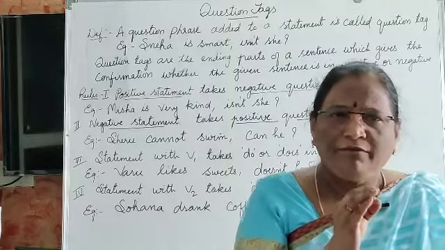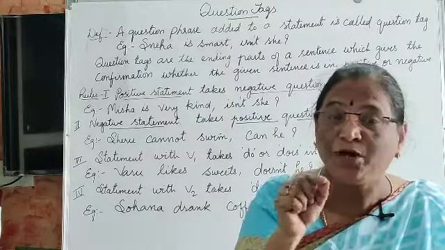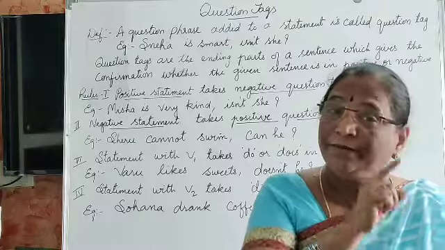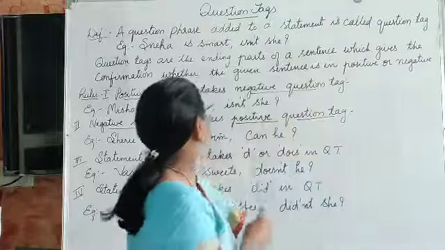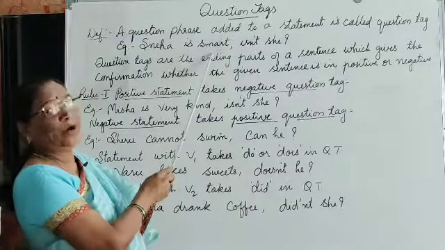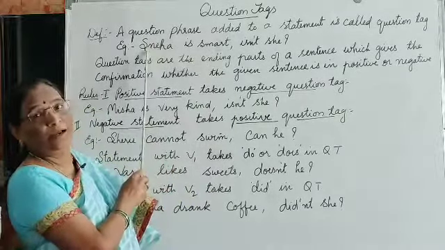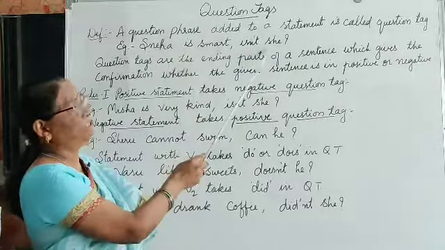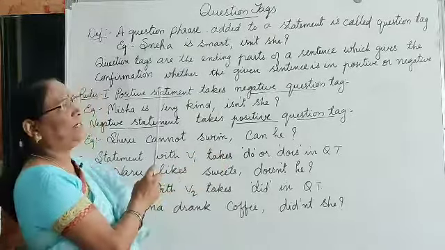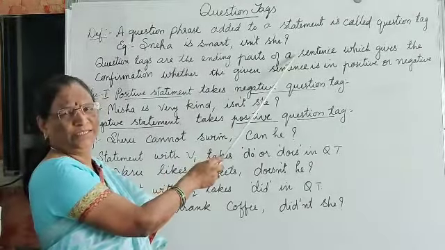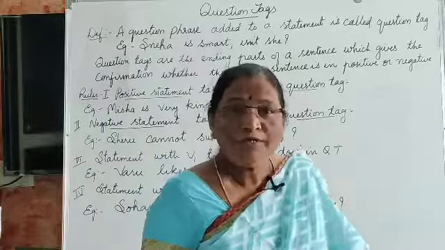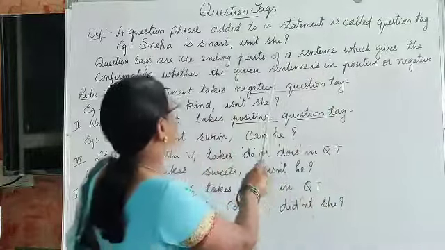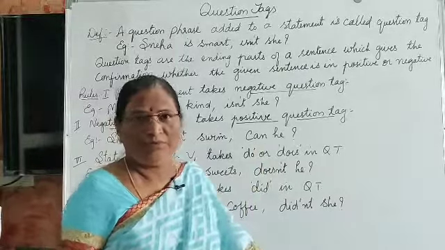Next, you have to write the subject's pronoun in the question tag. You must write the subject's pronoun. For example, you see here, Sneha is smart. Here we are talking about Sneha, but in the question tag we use the pronoun. As she is a girl, we use she: isn't she? We are not writing isn't Sneha, or isn't it. So we have to use the subject's pronoun in the question tag. And lastly, you have to put a question mark also. Understand?